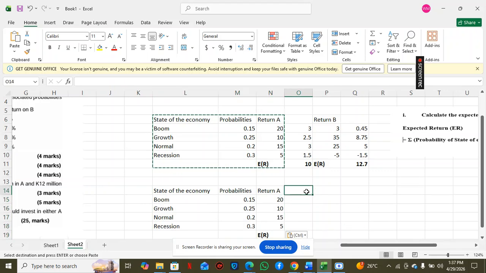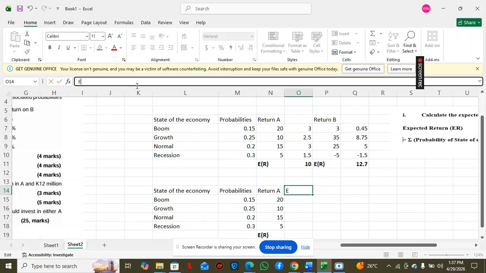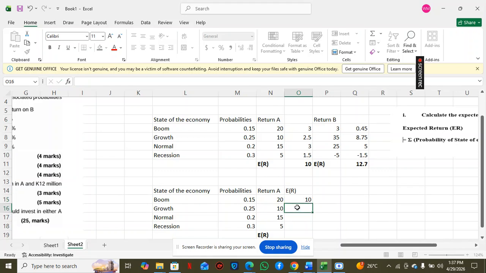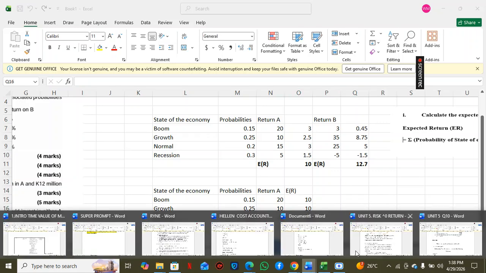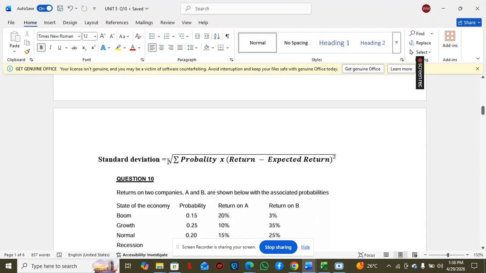Here we're going to put the expected returns, ER, expected return. Expected return is 10%, so you're going to put here 10, 10, 10, 10. Let me get the formula for the standard deviation so that you see what's happening here. The formula for the standard deviation is the square root of the summation of the probability multiplied by the return minus the expected return, squared.